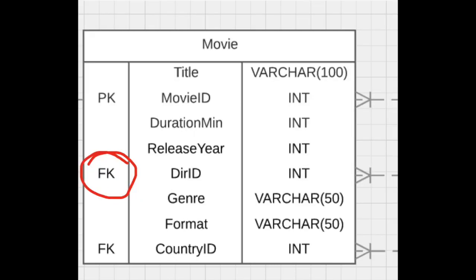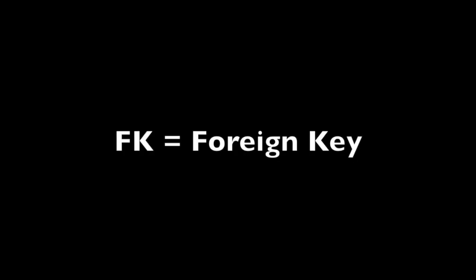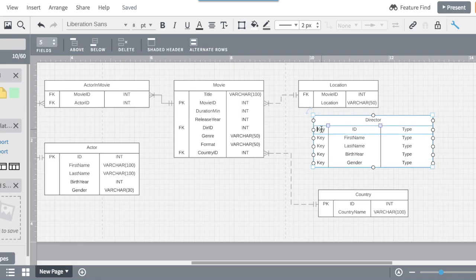We've already put an FK into movie, two actually. FK stands for foreign key. A foreign key points back to the primary key. It can contain null marks, and it can repeat itself. In our director entity, ID is our primary key, so let's just quickly clear out the rest. And let's just add some data types in here.